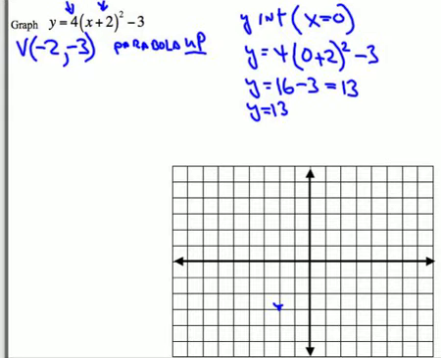Now, if you look at my graph, it's kind of messed up. It's too small, so just estimate. I have 1, 2, 3, 4, 5, 6. I have 6 up. So I'm just going to estimate up here. I'm just going to put it way up here and call this 13.